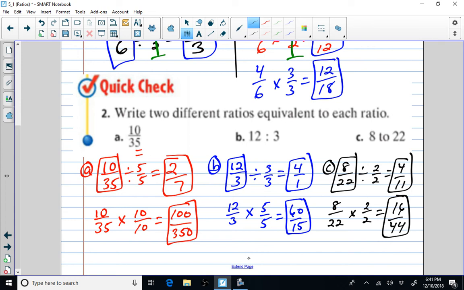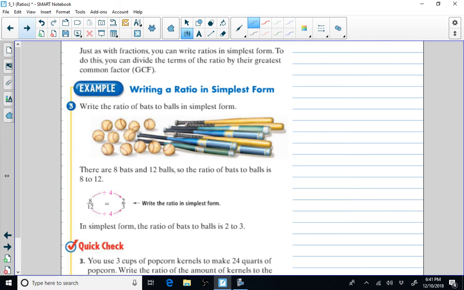So just to understand, we can make equivalent values, equivalent ratios, using division or multiplication. Okay, next page. We also want to be able to write ratios in simplest form, just like fractions.